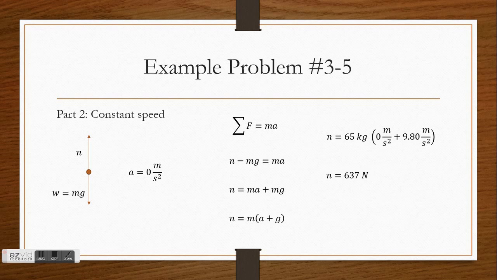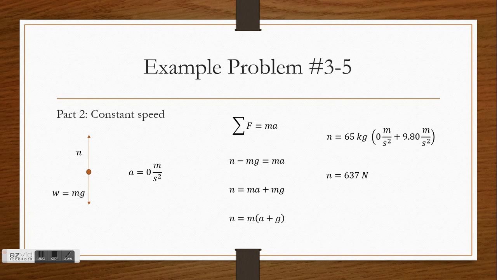So 637 newtons. Now it's worth pointing out that I could do part 2 also by saying sum of forces is equal to 0, since we know that the acceleration is 0, moving at a constant velocity, then sum of forces is also equal to 0. What this would mean is 0 is equal to normal force minus mg, normal force is equal to mg, weight, and if we work it out, we'd see we get the same result. So in this case, the normal force of the floor acting up on me is equal to my weight.